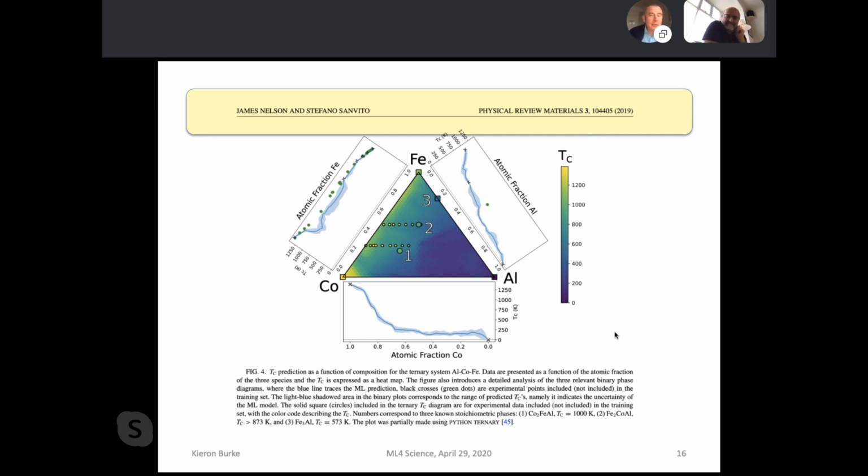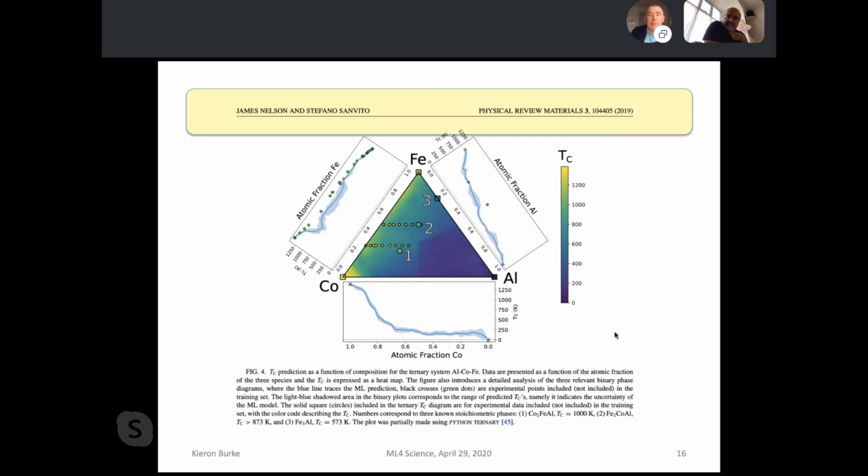And so this is a very nice use of looking at these alloys and trying to figure out their Curie temperature, with about 5,000 data points, and carefully going through the machine learning algorithms and seeing what works and what doesn't.